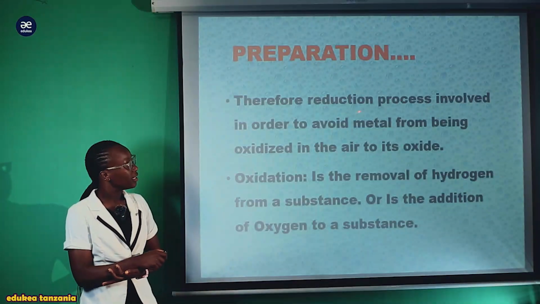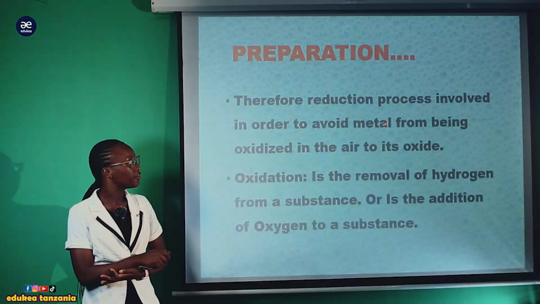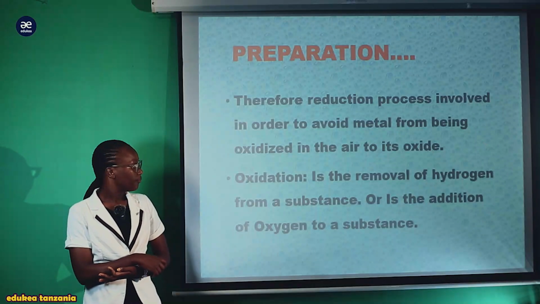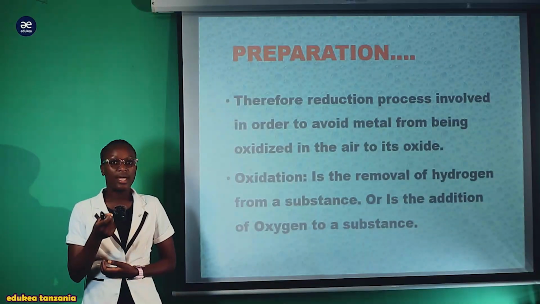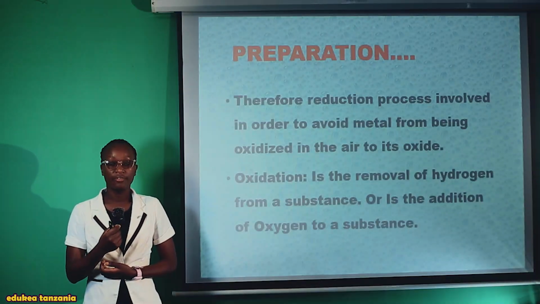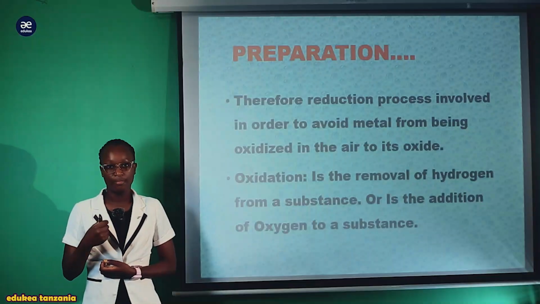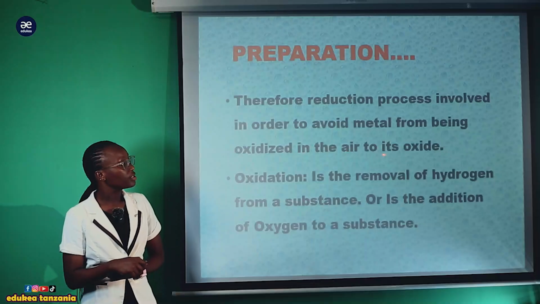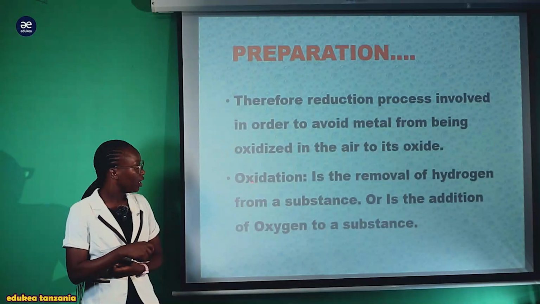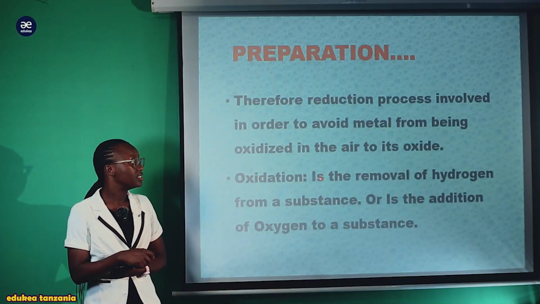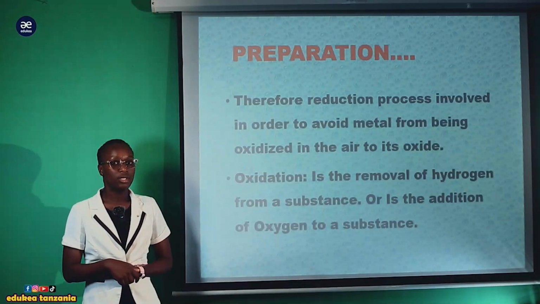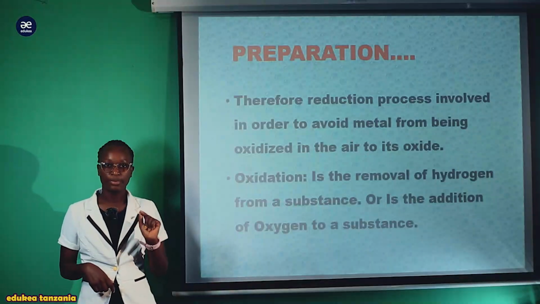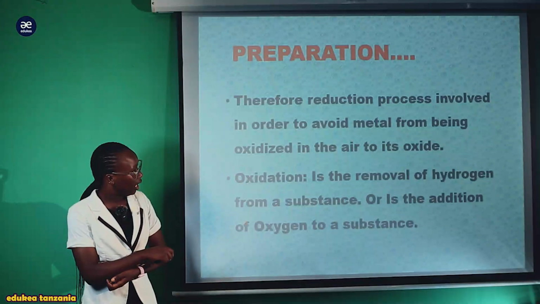Therefore, the reduction process is involved in order to avoid the metal from being oxidized in the air to its oxide. So the hydrogen or reduction process is involved so as to avoid the oxidation of the metal to its oxide in air. We know that oxidation is the removal of hydrogen, and in the oxidized metal we have to remove the oxygen. That's why the reduction process takes place.